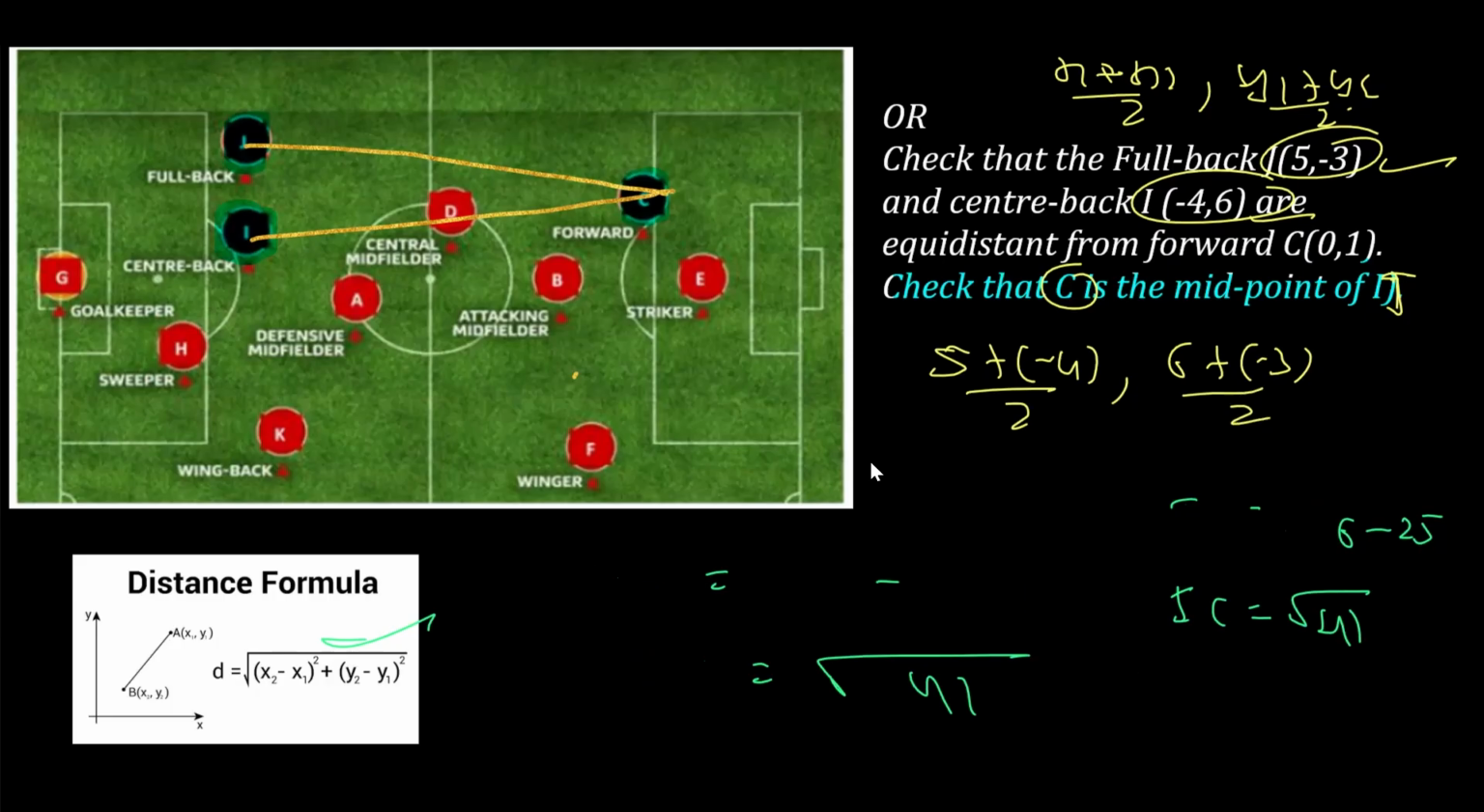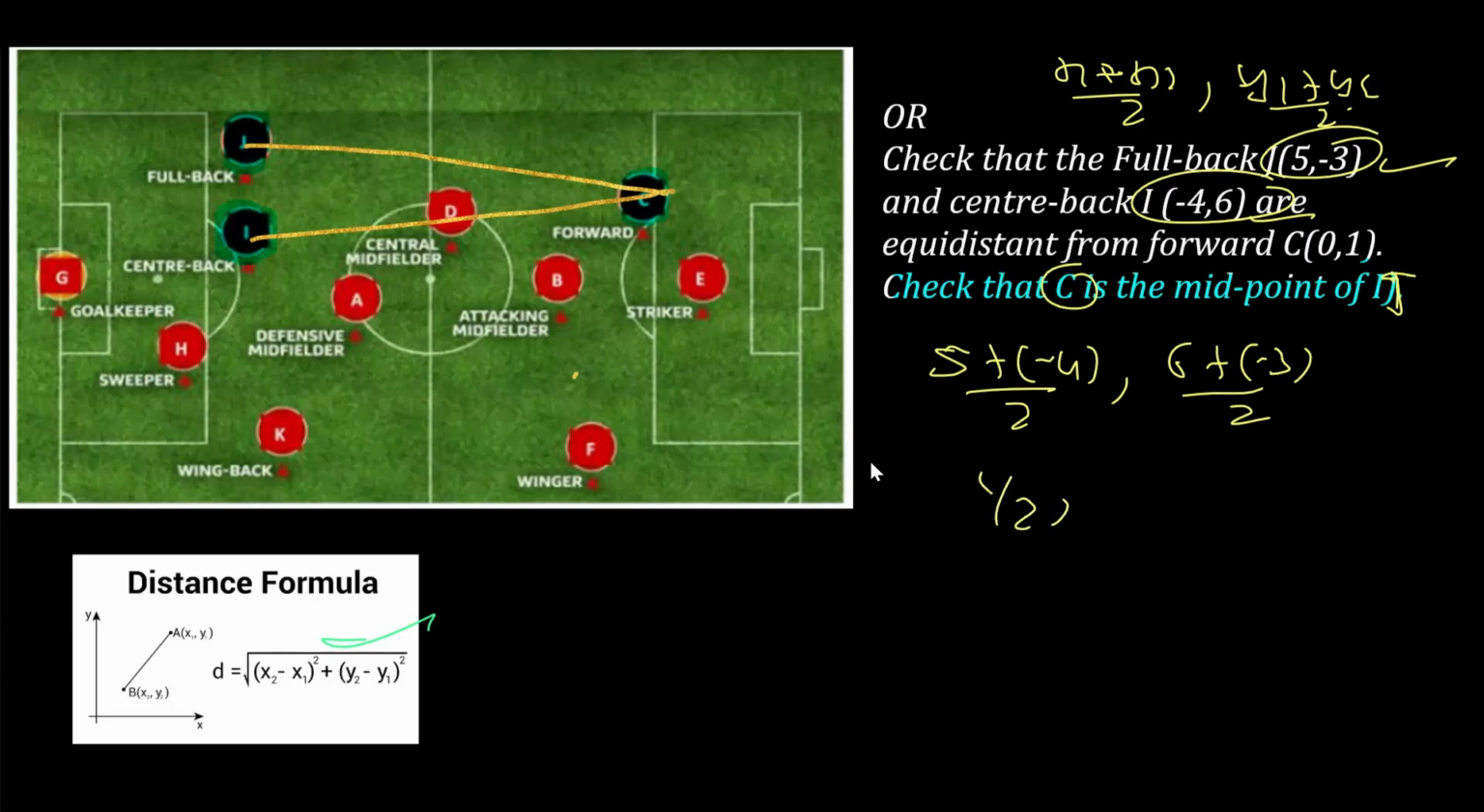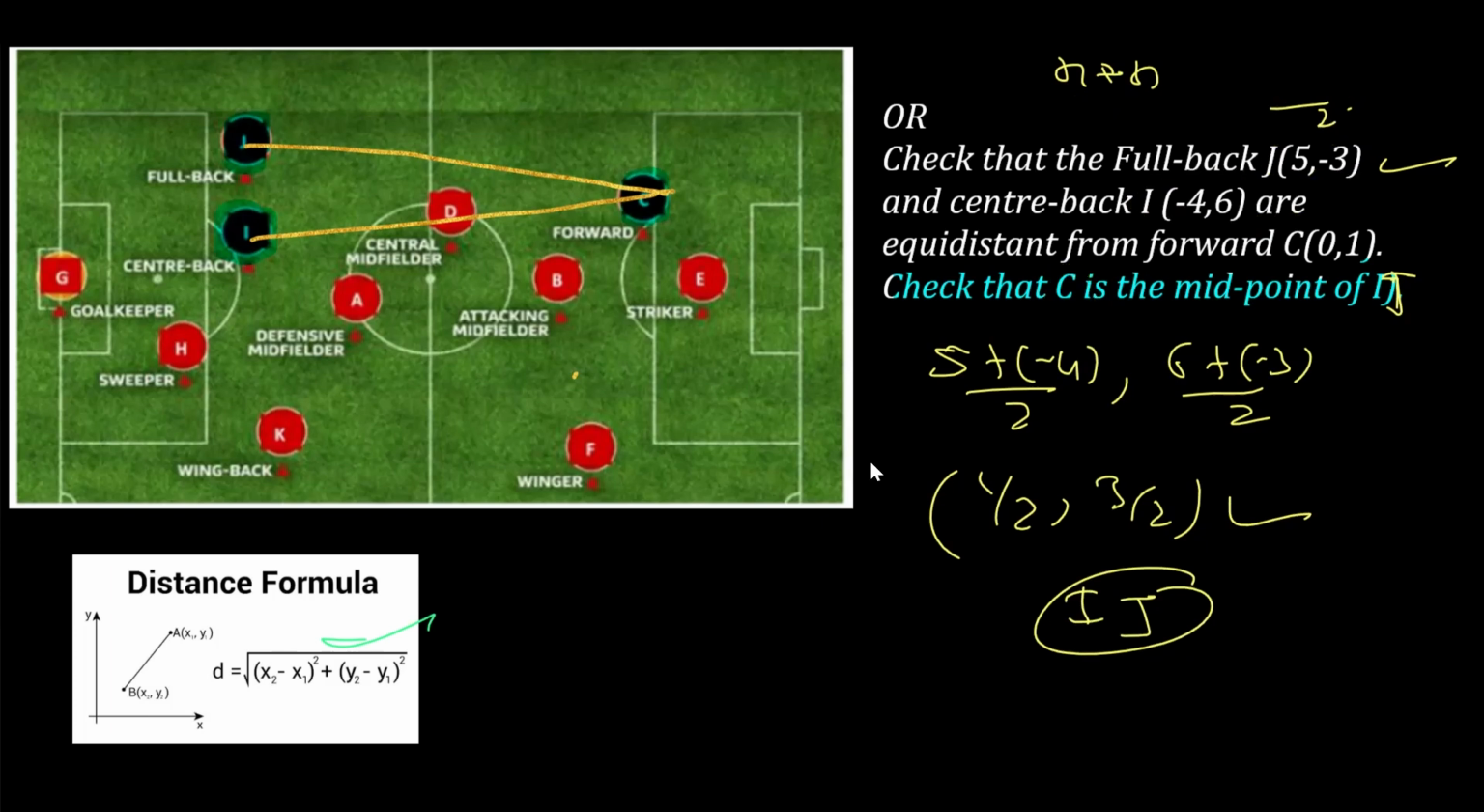Now to check it, this is coming as 1 over 2, and this is 6 minus 3, that is 3 over 2. This is the midpoint of IJ, but this is not the same as C. Once again, you can see that we applied the midpoint formula here, which is a special case of the section formula. We found that the midpoint of IJ is coming as this, while C is this. So definitely it is no. For the extended part of this question, we'll say no, it's not the midpoint.